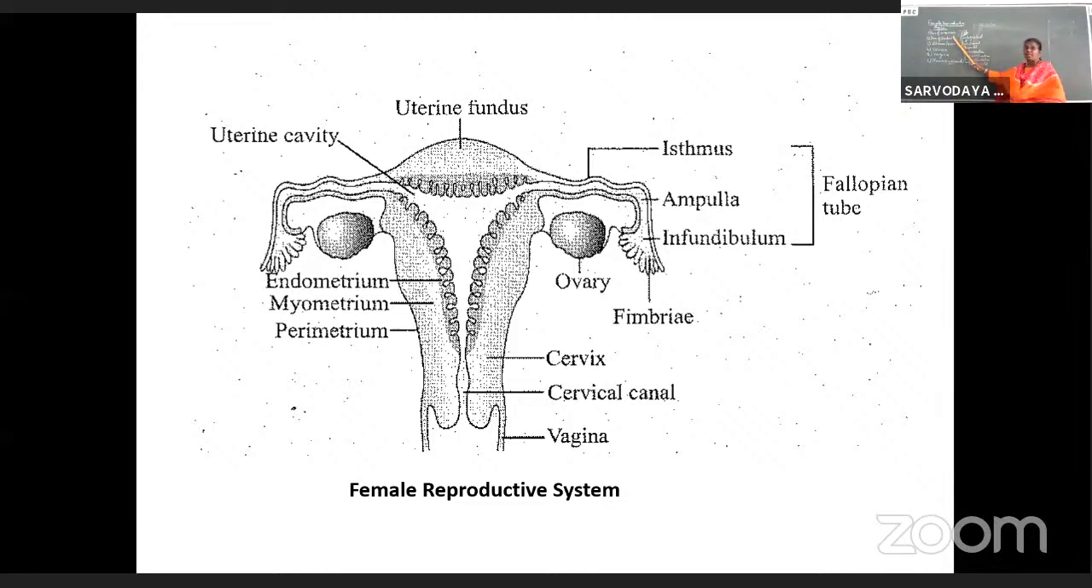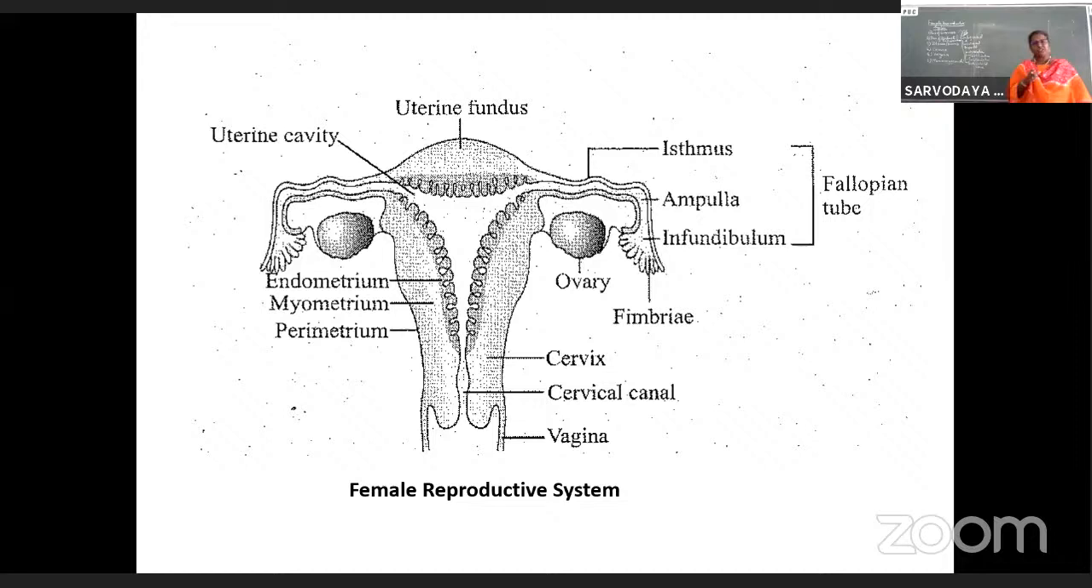So what is it called as? You call it as oviduct. There is one more name for it. We also can name it as fallopian tube. Oviducts are also named as fallopian tubes. Okay, so a pair of oviduct or fallopian tube.